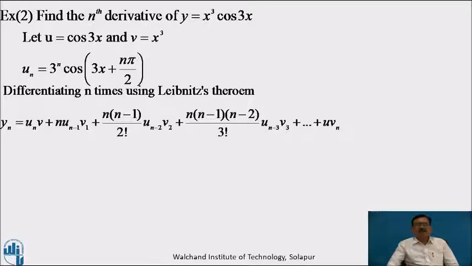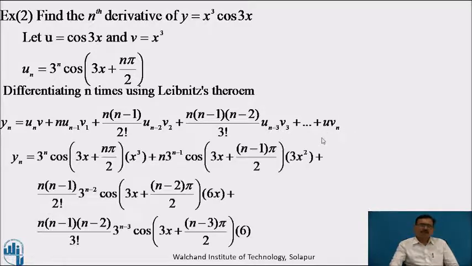And now again we are stating the Leibniz theorem for y equal to u into v. That is, if y equal to u into v, then yn equals the n derivative of u into v plus n into the n minus 1 derivative of u into the first derivative of v plus n into n minus 1 by 2 factorial into the n minus 2 derivative of u and the second derivative of v plus n into n minus 1 into n minus 2 by 3 factorial into the n minus 3 derivative of u and the third derivative of v and so on, plus u into the nth derivative of v.